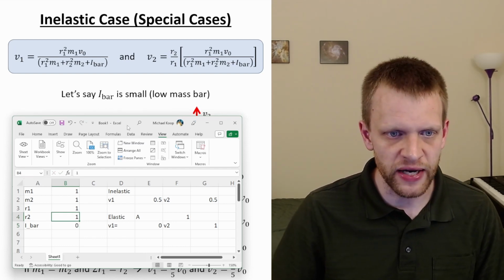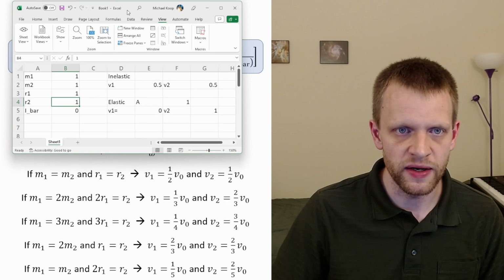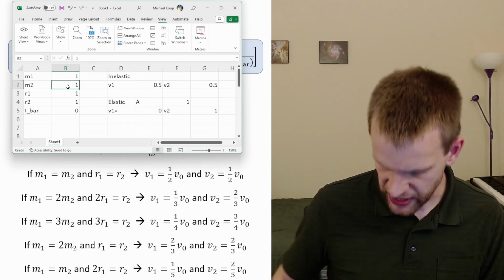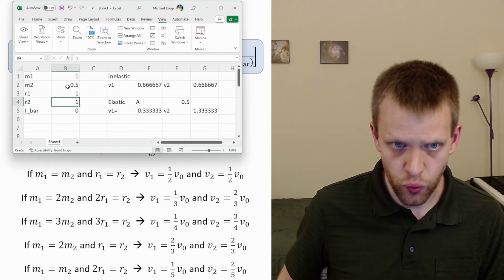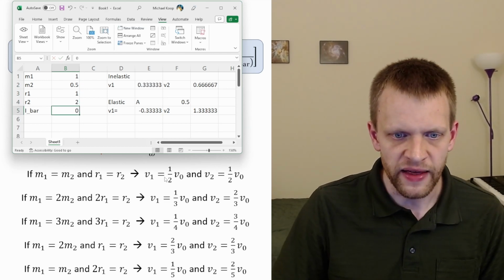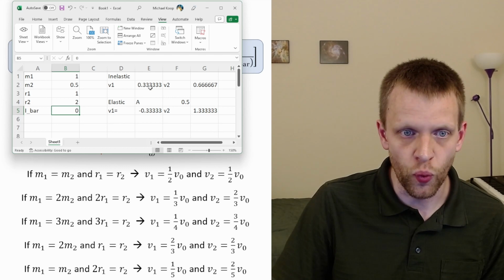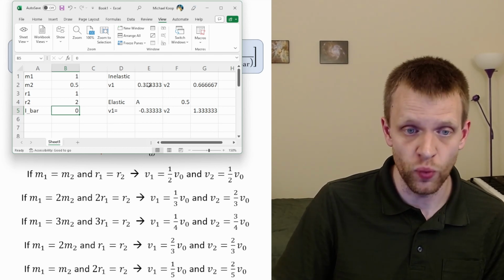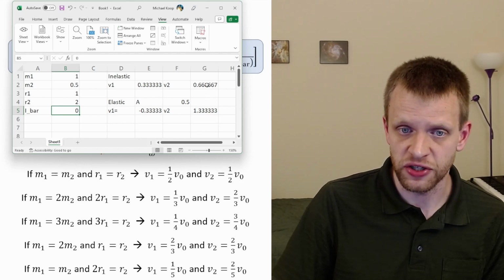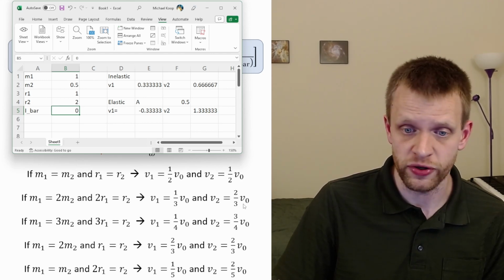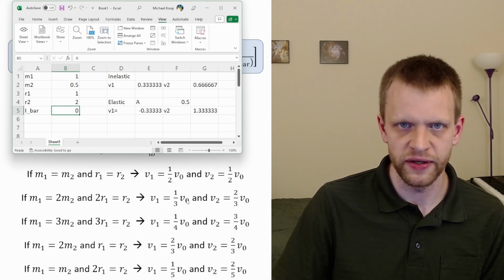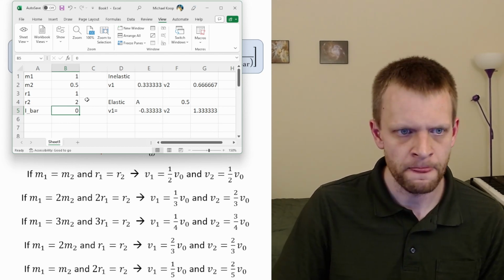So again, just comparing with some of these other cases: if M2 is half the mass but at twice the distance, the velocity of object 1 should be 1/3 the initial velocity, and the velocity of object 2 should be 2/3 the initial velocity. Again, these are just saying initial velocity is 1. It's just a factor comparison.